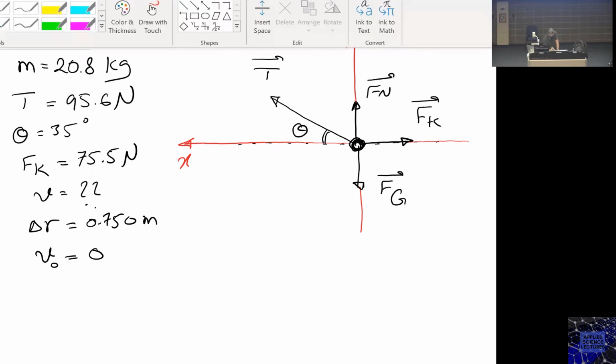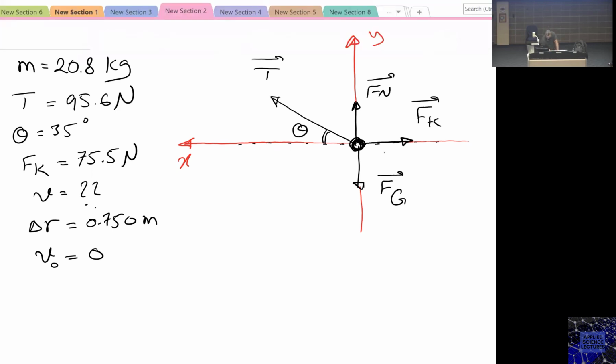Now what's going to happen, starting from rest, which means at this point, I have V naught equals to 0. So this is going to go a displacement of delta R. So the wagon is going to be here, and the speed is unknown. I need to use the work energy theorem to calculate the speed of the wagon after the wagon moves a displacement of 0.75 meter.